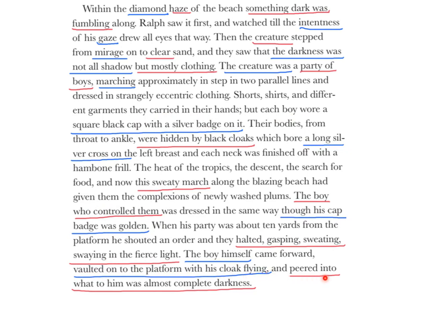Golding ends the description neatly in a circular way. Jack peered into what to him was almost complete darkness, and what's interesting is that he is looking at Ralph. Ralph here is the darkness that Jack sees. This is ironic because he's seeing the evil in Jack.